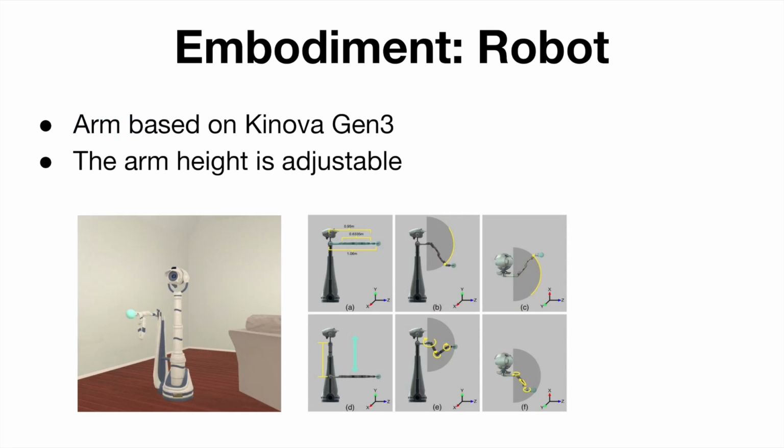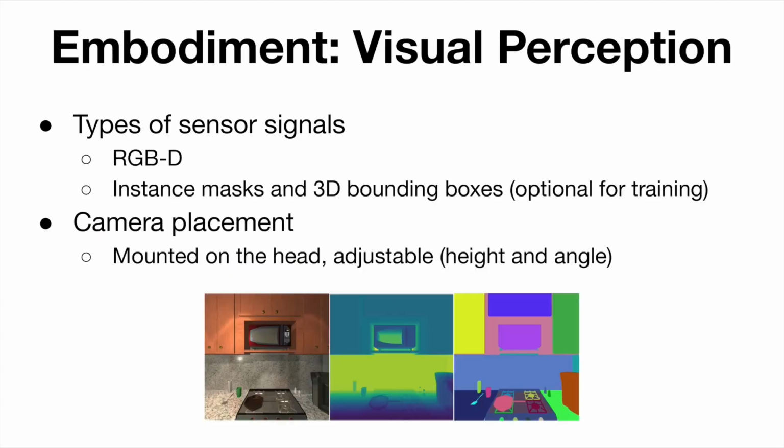The arm is designed based on the Kinova Gen3 modular robotic arm specification, bringing the simulation a step closer to reality. The arm height is also adjustable. AI2-THOR provides egocentric RGBD images, as well as instance masks and 3D bounding boxes. The camera is mounted on the head. Its height and angle are adjustable.